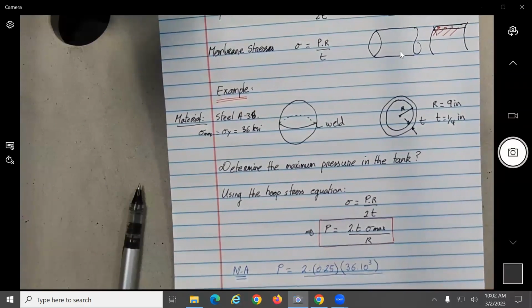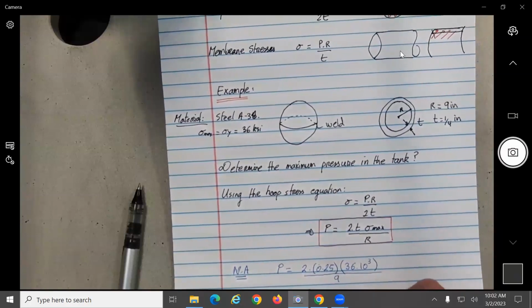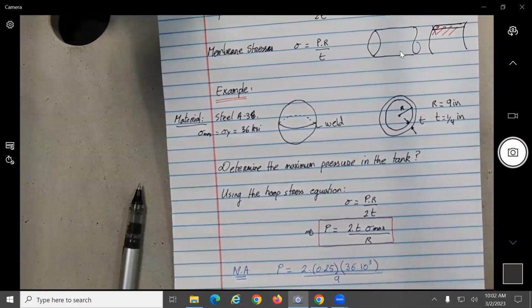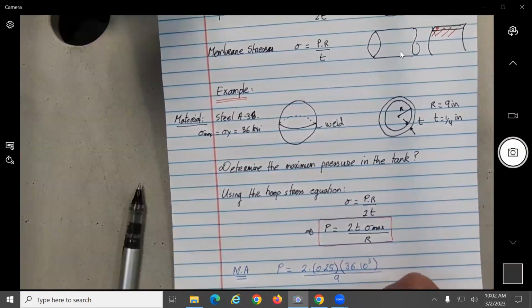Divided by the radius, which is 9 inches. So if we do this calculation, what do you get for the maximum pressure in PSI? 2000? 2000. Okay.